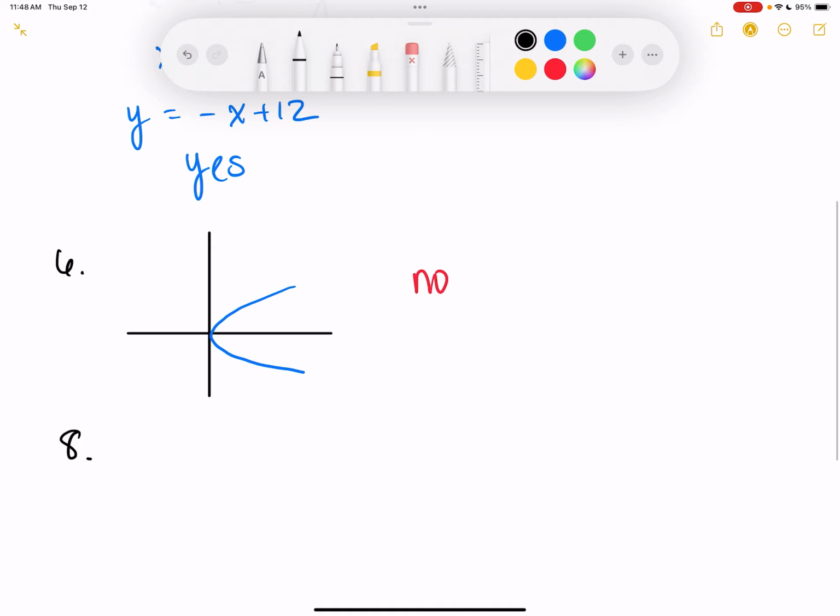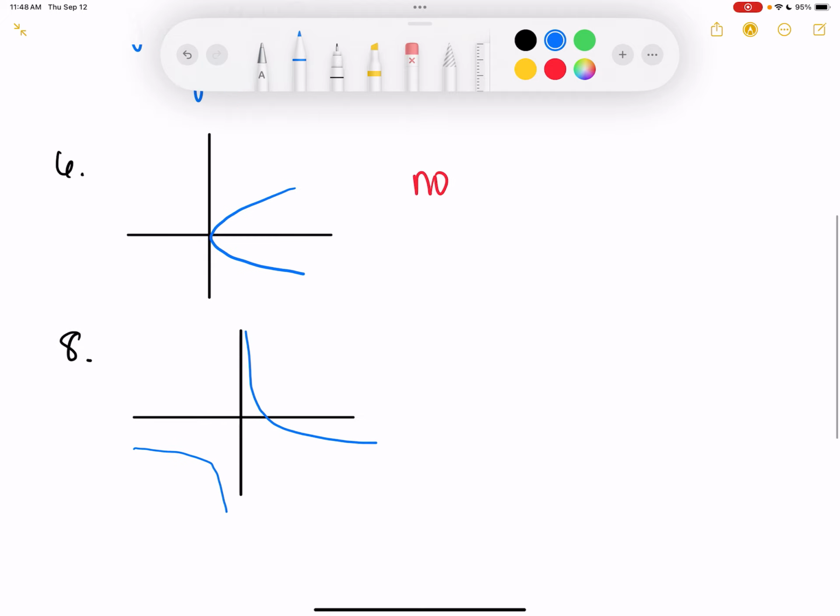How about this one? Is this a function or not? Yes. As I go across, it intersects only one time. Those things don't overlap anywhere. So this is a function.